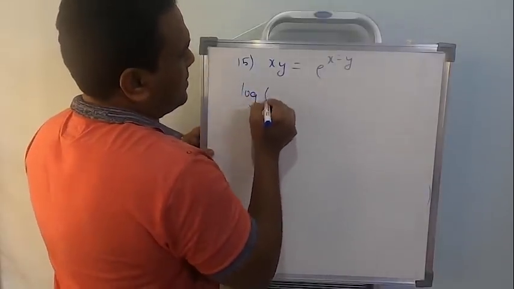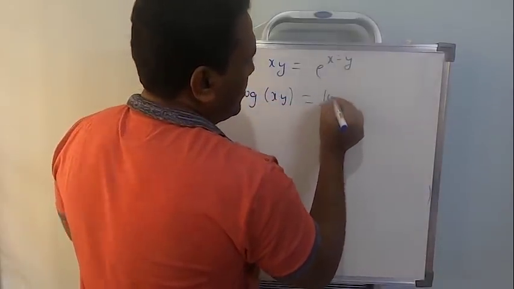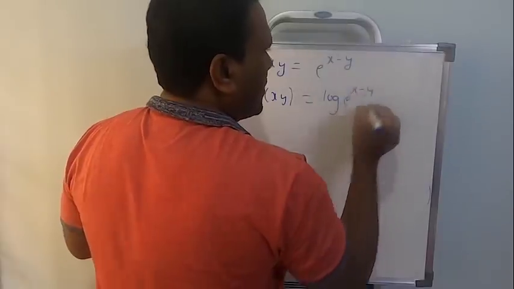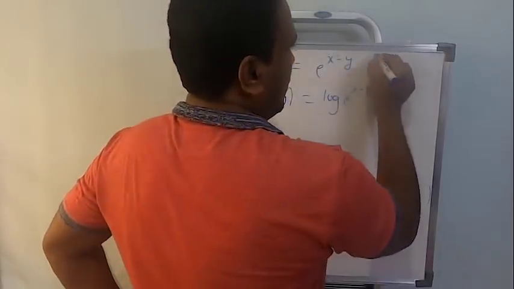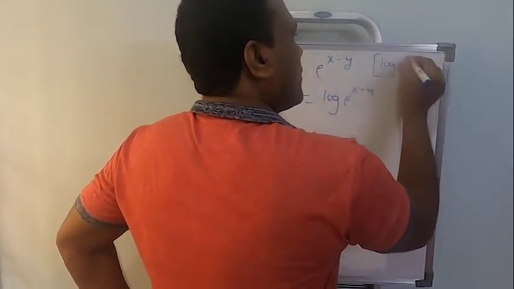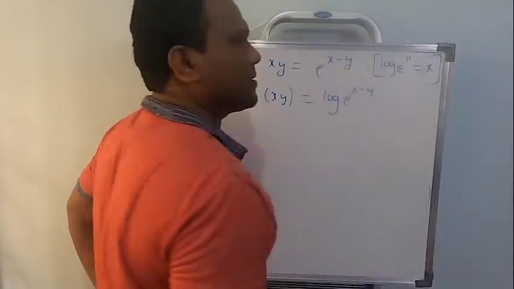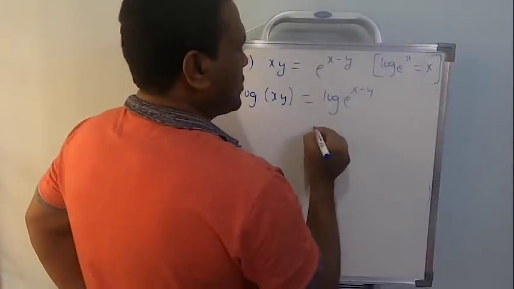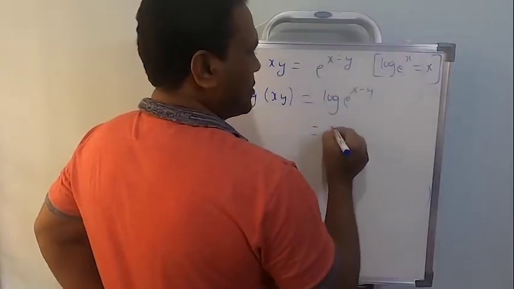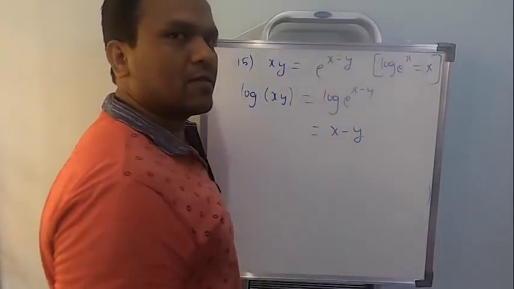So let me consider log of xy is equal to log of e power x minus y. We have a formula, log of e power x is equal to x. Let's use this formula for the right side. So the right side, log of e power x minus y, will just become x minus y.